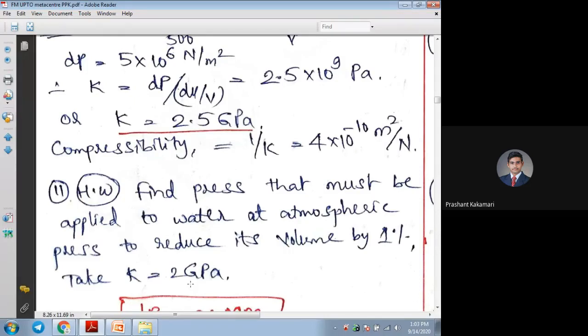Okay, if anyone has solved it, you can tell the answer, or later also you can solve it. Anyhow, I told it for homework. The answer is also given there, but you can just try and check whether the answer is correct or not.